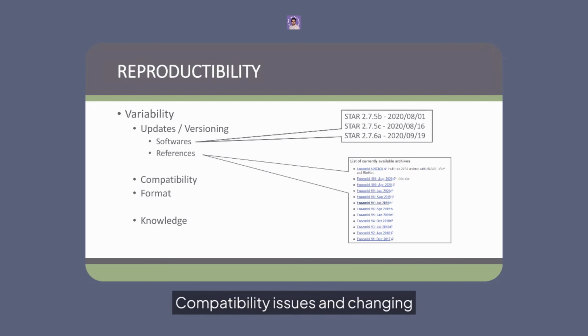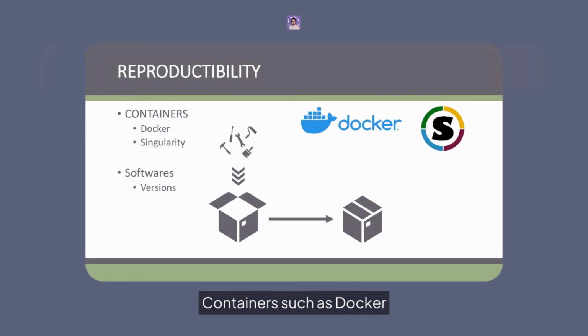Compatibility issues and changing file formats add complexity. In addition, staff turnover can result in loss of tacit knowledge if workflows are not fully documented. Containers such as Docker and Singularity address these issues by packaging software and all dependencies into a single versioned image.